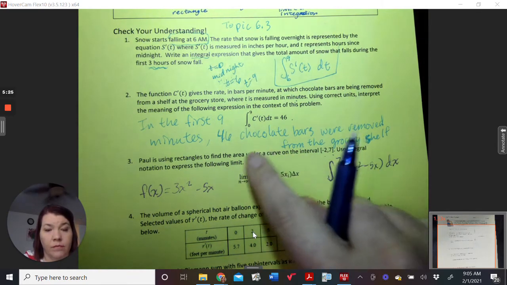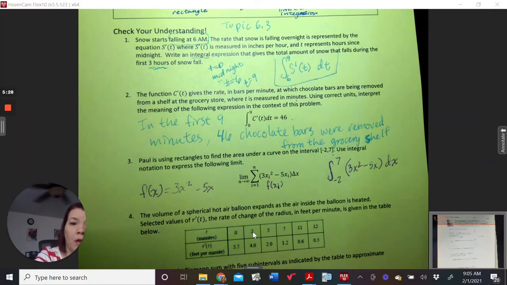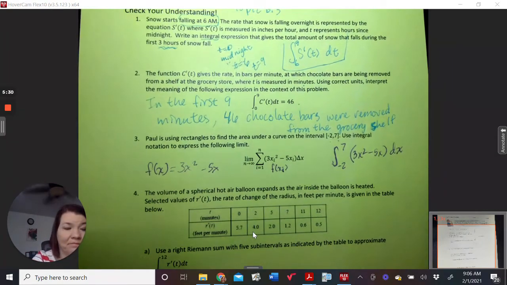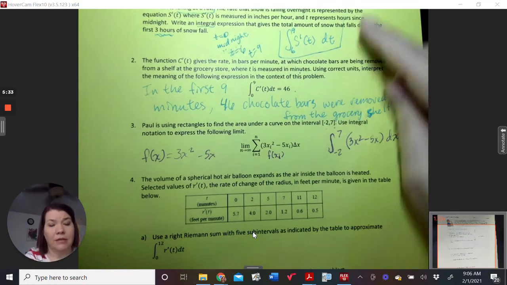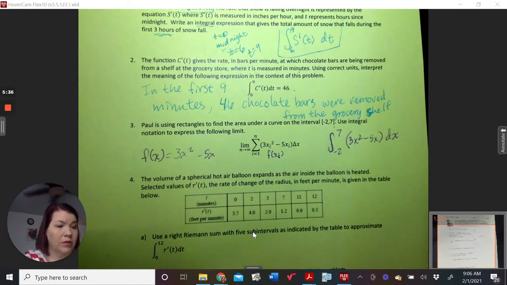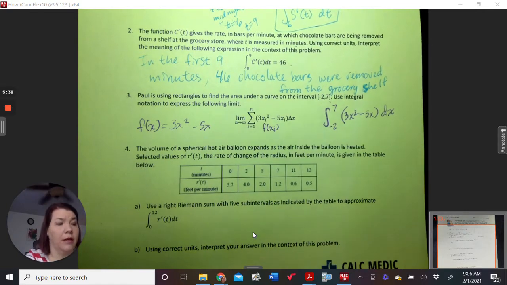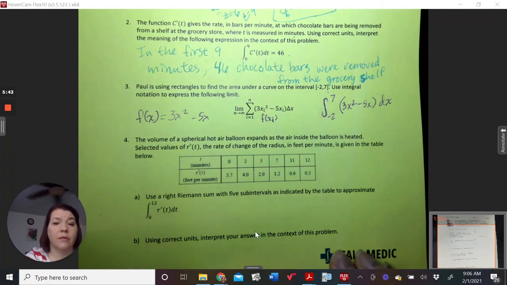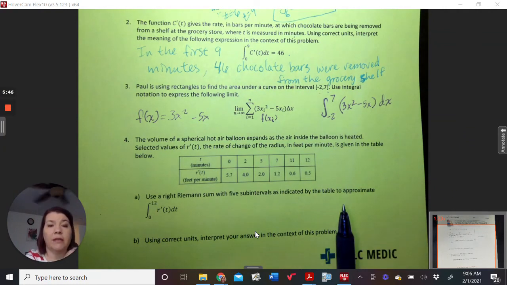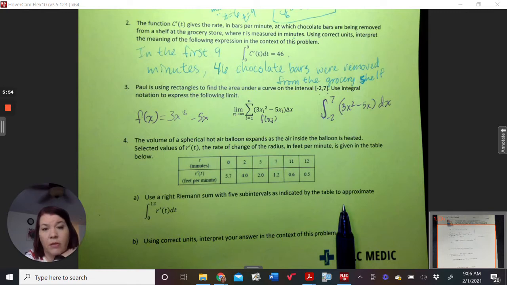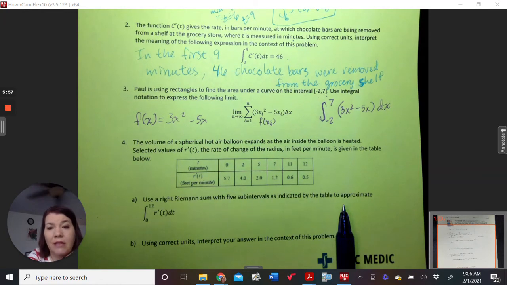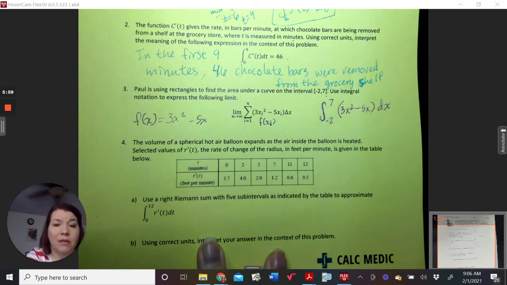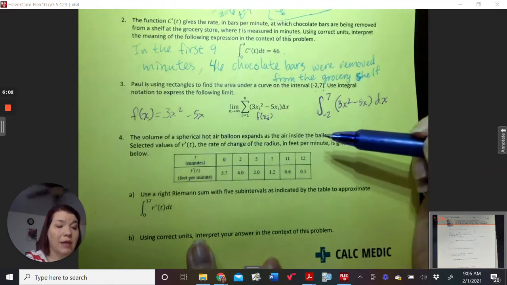All right, you ready for the hard part? Because all of this isn't hard, it's just understanding questions. We'll see. I mean, it isn't easy, but it's just understanding versus the actual calculations. Okay. The volume of a spherical hot air balloon expands as the air inside the balloon is heated. Select values of r prime of t, the rate of change of the radius in feet per minute, is given in the table below. Use a right Riemann sum with 5 subintervals. Notice it does not say equal, but it says 5 subintervals as indicated by the table to approximate the integral.